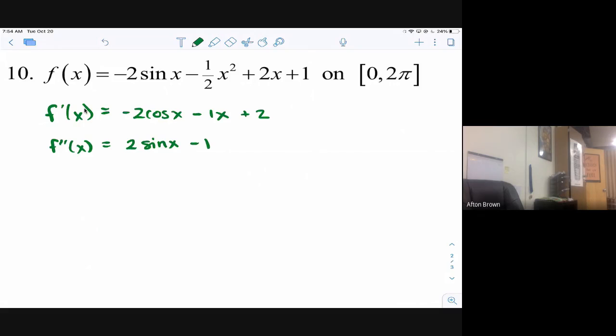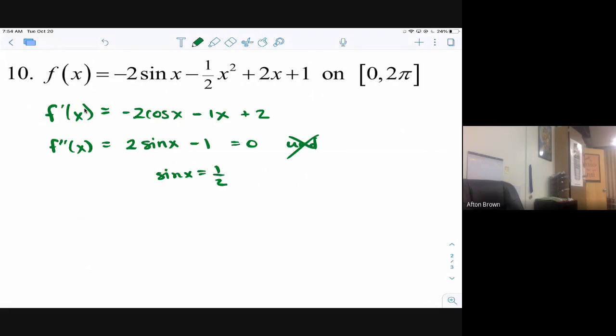Great. This will have a possible point of inflection when this is 0 or undefined. Sine and cosine are never undefined. So we just have this equation. It's easier because there's only one trig function. I would add 1 and divide by 2. Are you guys okay with me jumping to say sine equals a half?